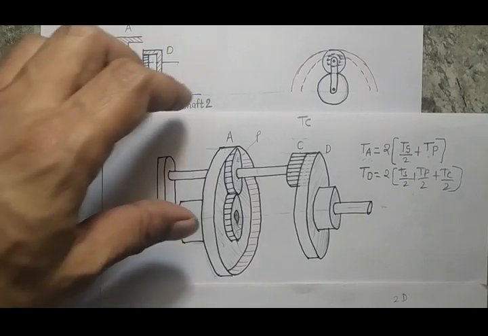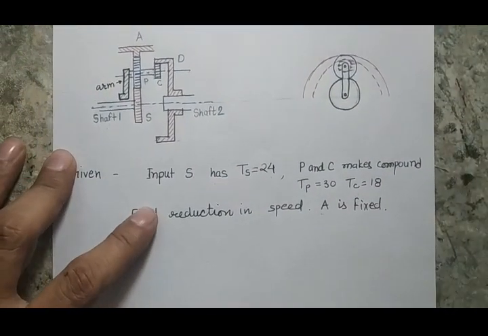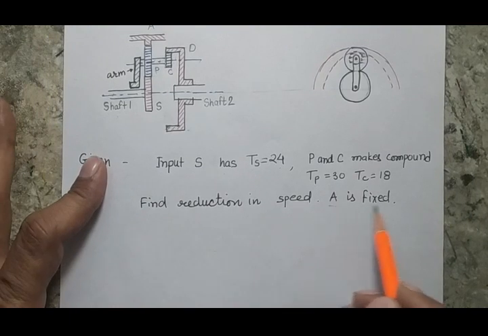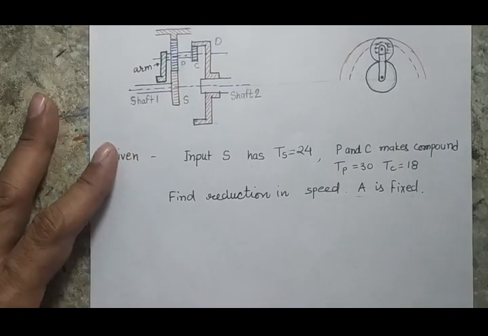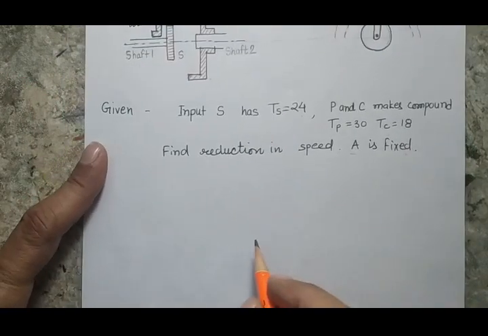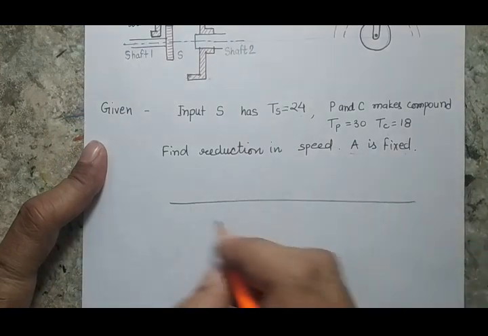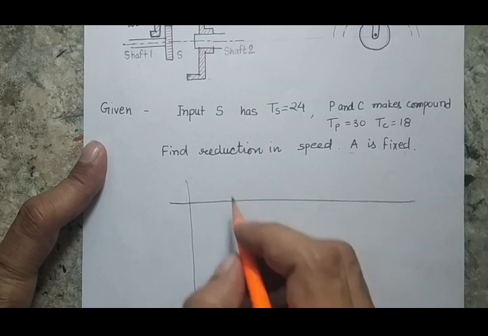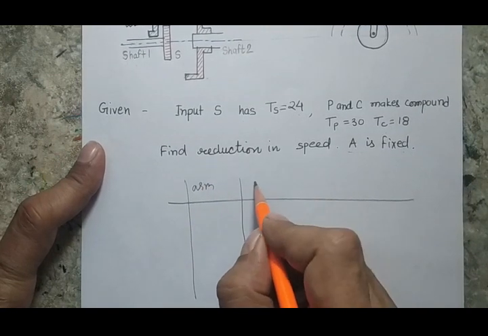So now let's go back to the problem. This is my problem where the given condition says that A is a fixed gear, but before we solve the problem, the first thing we have to do is make a table, and this is standard. I have already discussed this in my previous lecture, so here I will just show you how you can make the table. The standard style of making the table says that first you will list all the gears. So this is my arm. After the arm there is a gear S.